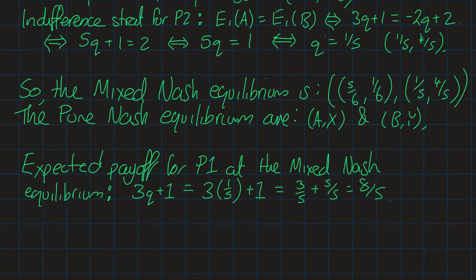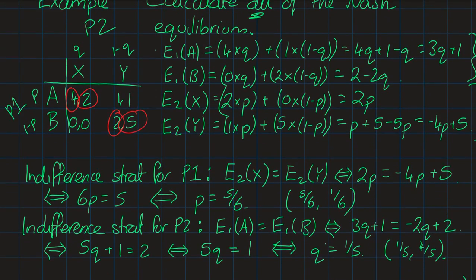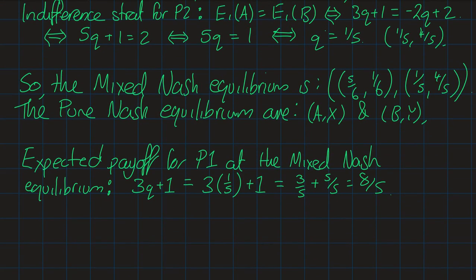Okay, and just to double check and to prove that it doesn't matter which one I chose, let's try to do the same calculation with E1 of B. So E1 of B is 2 minus 2q. So this is 2 minus 2 times 1/5, which is 10 over 5 minus 2 over 5, which is 8 over 5. It's the same answer. It doesn't matter which one I choose. Okay, to work out the expected payoff at a mixed Nash equilibrium, it doesn't matter which function you choose.